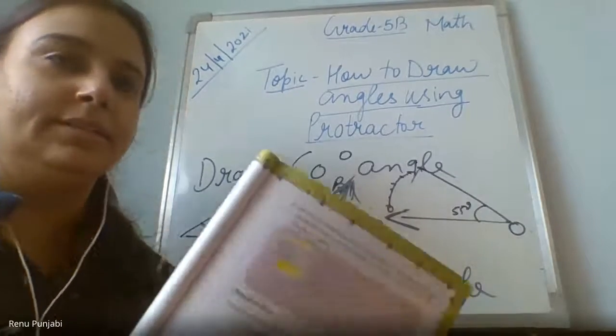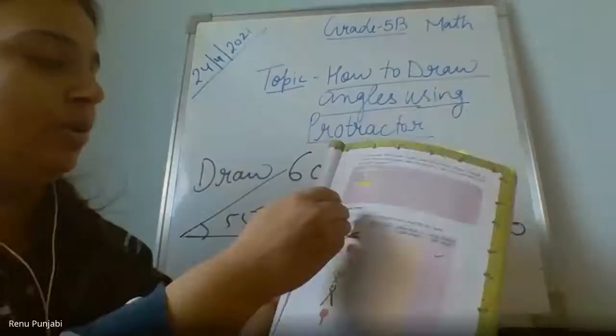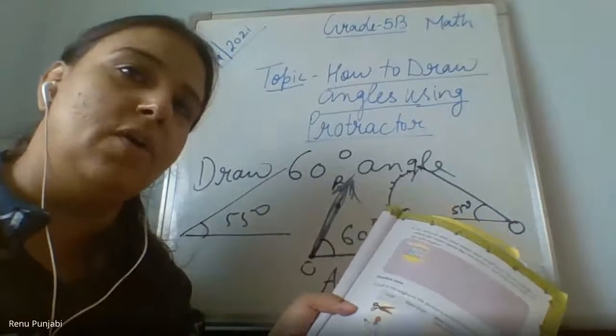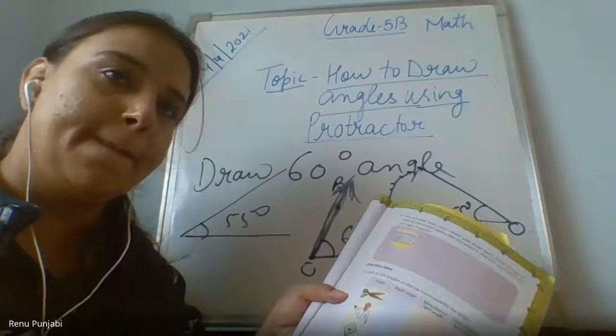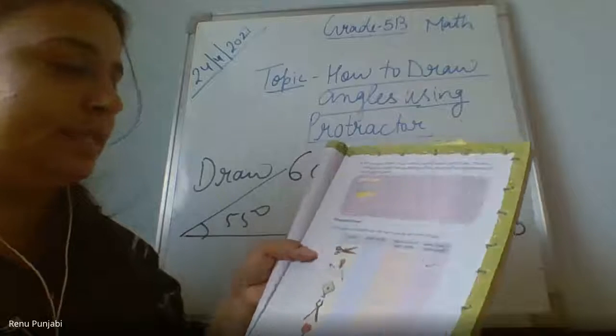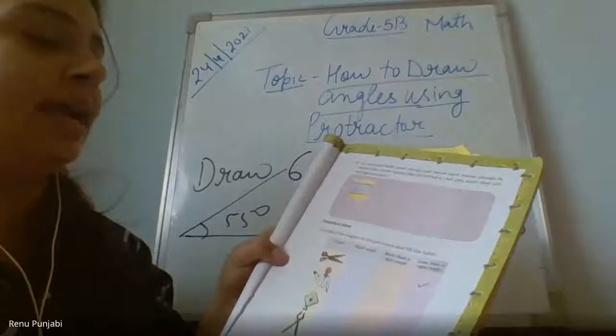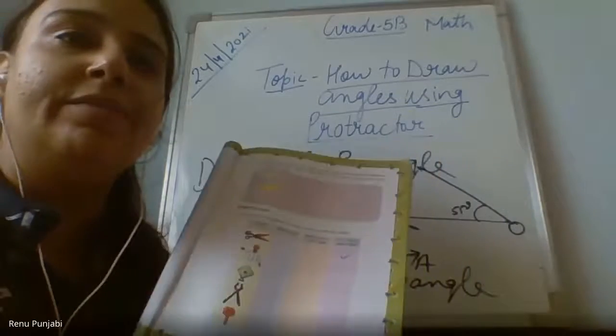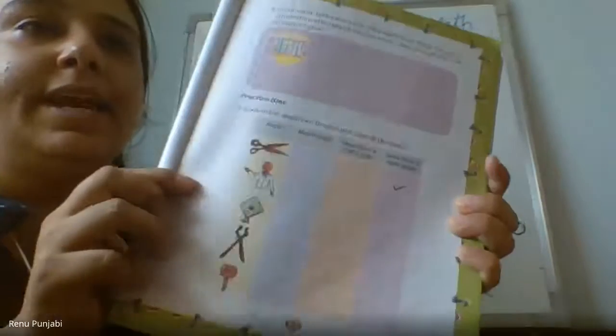Okay. You can do that afterwards, not now. This is your homework. In your textbook, page number 21, look at the angles in the picture and fill the table. This also you will do, and we will discuss the answers in our next class.